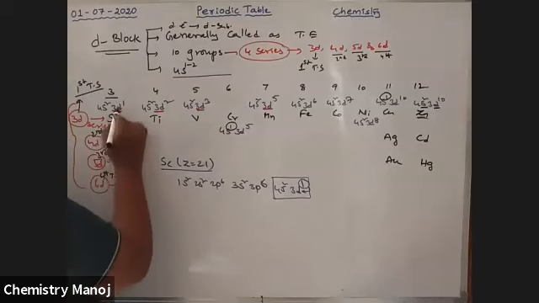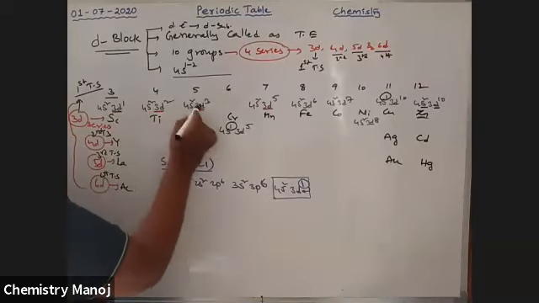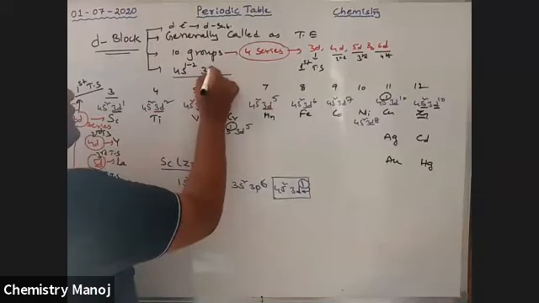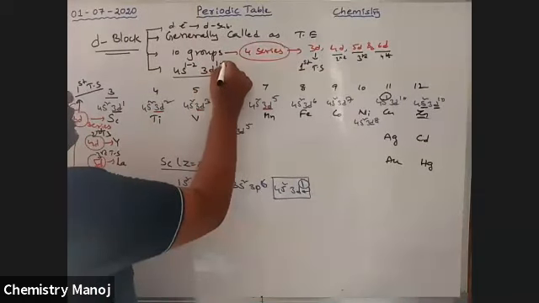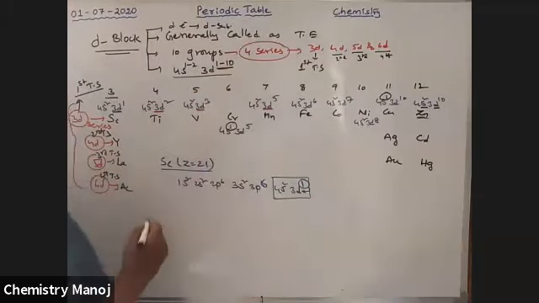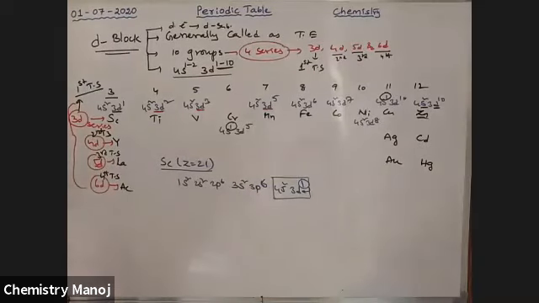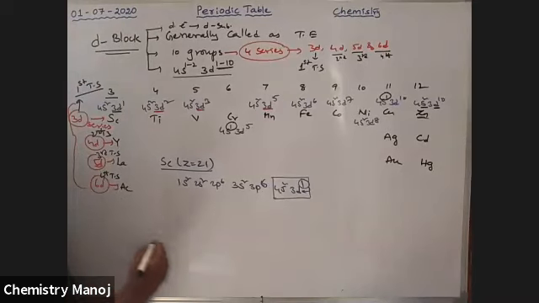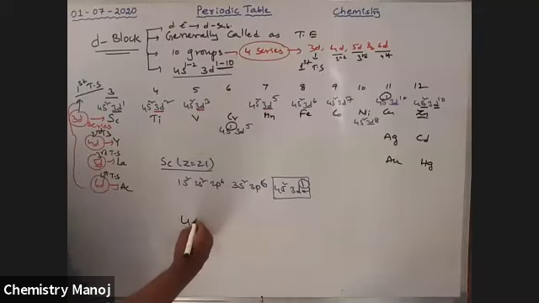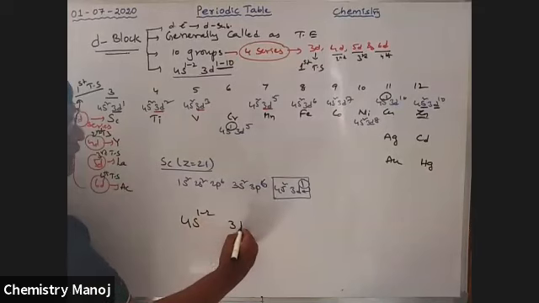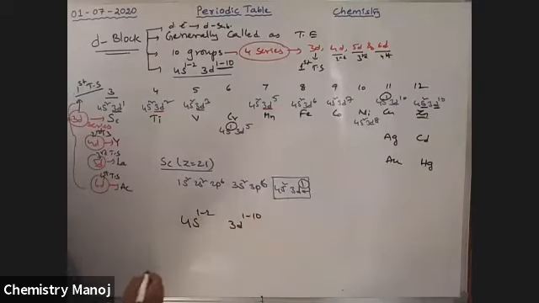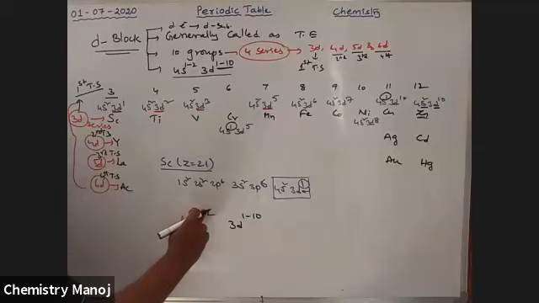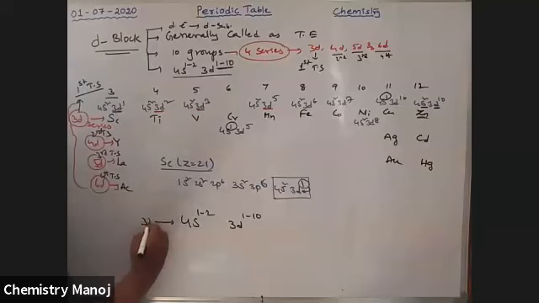At the same time, for 3d series elements, 3d1, 2, 3, 4 and so on are there. 3d1 to 10 are possible. That means the general electronic configuration for 3d series elements is 4s1 to 2, 3d1 to 10. This is the general outermost electronic configuration for 3d series elements.